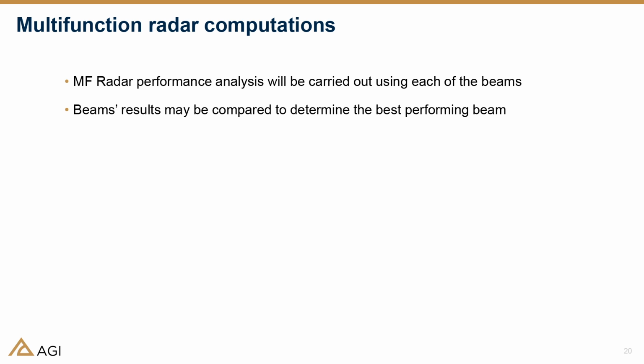So when it comes to the computations, the performance analysis of the multifunction radar will be carried out using each of the beams. Each beam will independently have its own calculation so that you're able to compare one beam to the rest of the beams. It's not like you just have an overall value for the entire multifunction radar and you are not able to discern the metrics for each beam. We deliberately put that in to make sure that we can give users the entire list of data that they would need to make sure that they're getting the proper results that they're looking for.